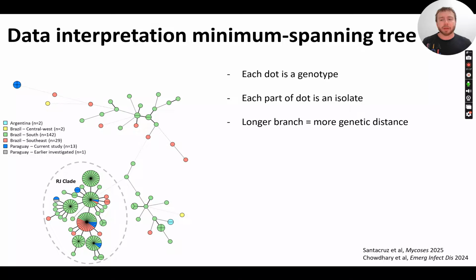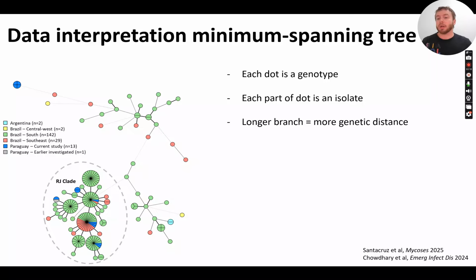So first of all, here we can see a minimum spanning tree. What is important to know is that each dot is a genotype and each part of the dot is an isolate. So for example, in the upper left corner of this figure, you can see a dot that is divided into 4 parts. That means there are 4 isolates with an identical genotype and that are therefore closely related to each other. If you look a little bit more to the right, you can see a lot of small dots that are not divided into parts.